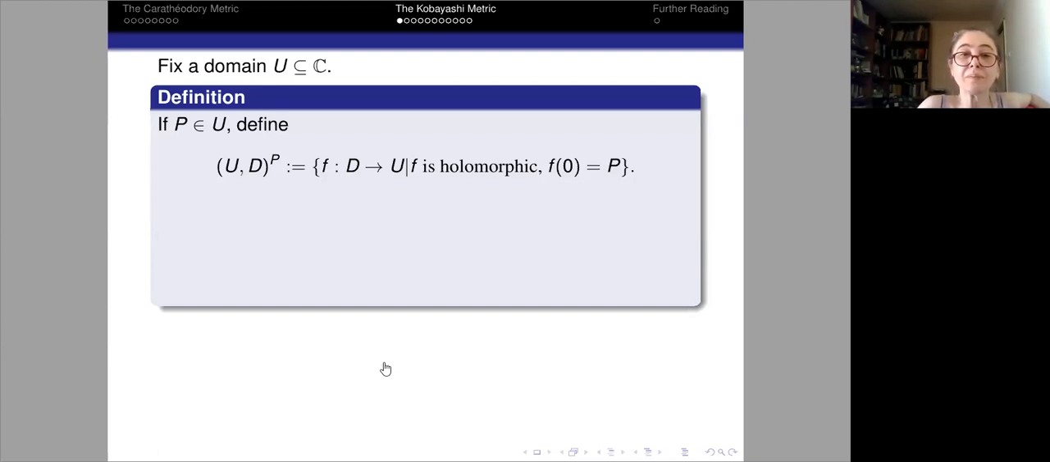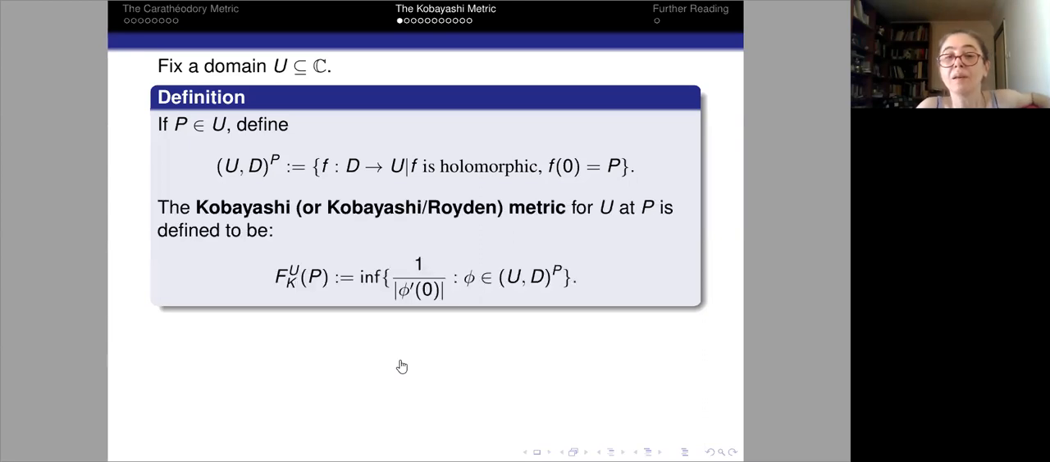curvature metric. This time we take a point p in the domain U, and we define U_D to the power p as the set of holomorphic functions from the unit disk to this domain U such that the value at 0 is equal to p. Then the Kobayashi metric, sometimes called the Kobayashi-Royden metric, for U at the point p is defined to be the infimum of 1 over the absolute value of phi prime at 0 over all phis in the U_D to the power p family.